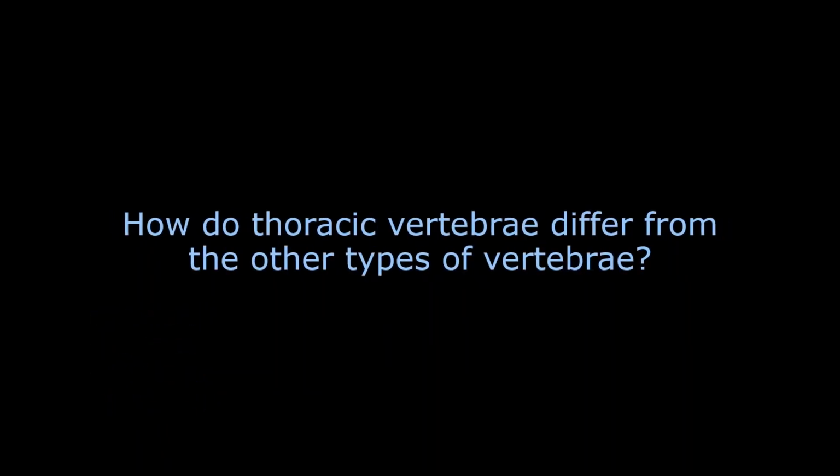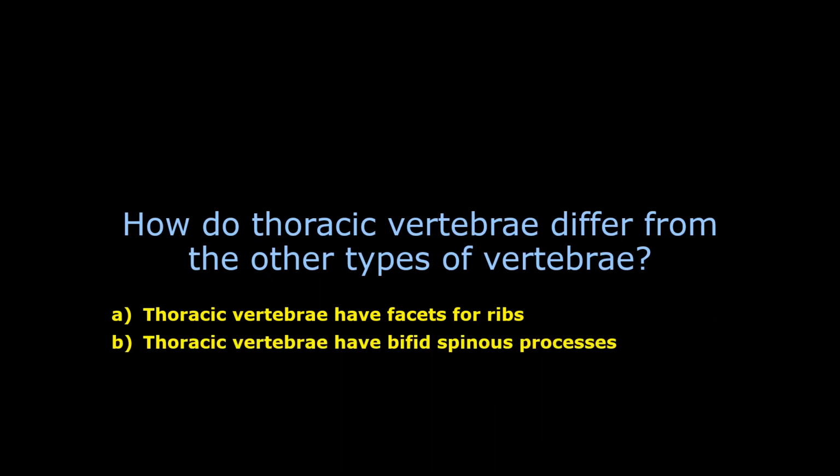How do the thoracic vertebrae differ from the other types of vertebrae? Let's see what they have here for choices. Thoracic vertebrae have facets for ribs. Well, that is true, and that definitely is one way they differ, so that might be the answer right there. But let's see what else they've got.